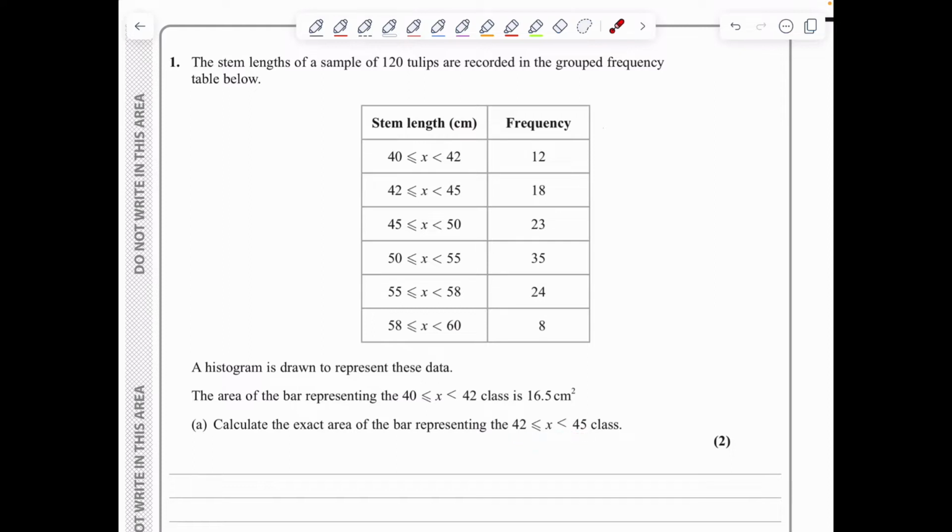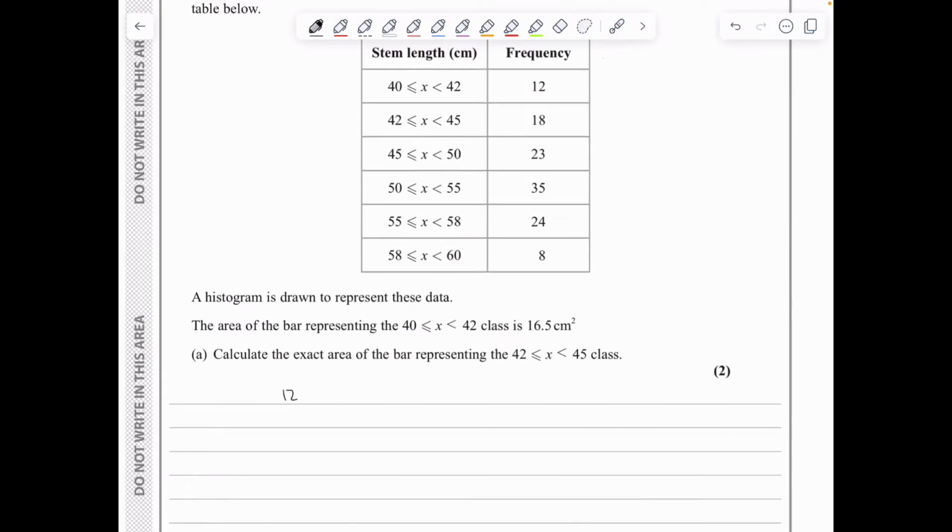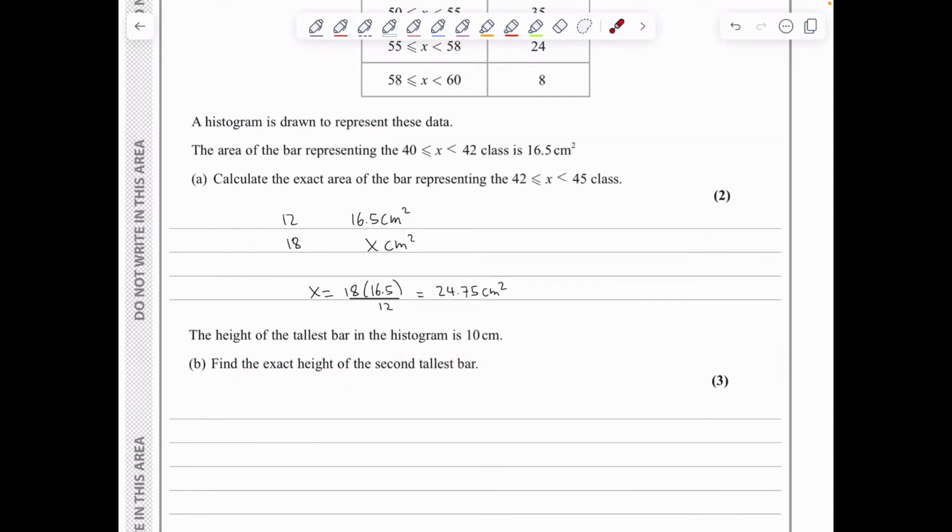So the 40 to 42 class has a frequency of 12. So we know that 12 are being represented by 16.5 square centimeters, and the 42 to 45 class has a frequency of 18. So we're saying 18 will require x square centimeters. So we've got that x is 18 times 16.5 over 12, which gives an answer of 24.75 square centimeters.